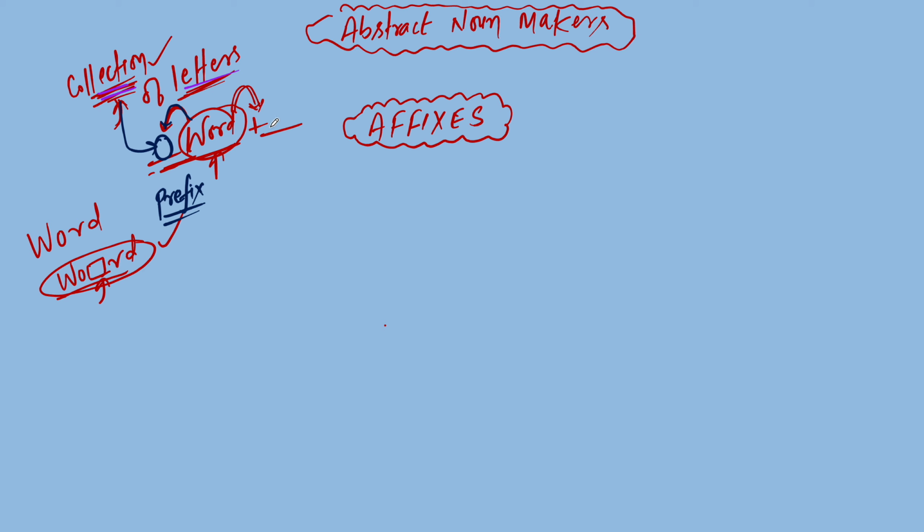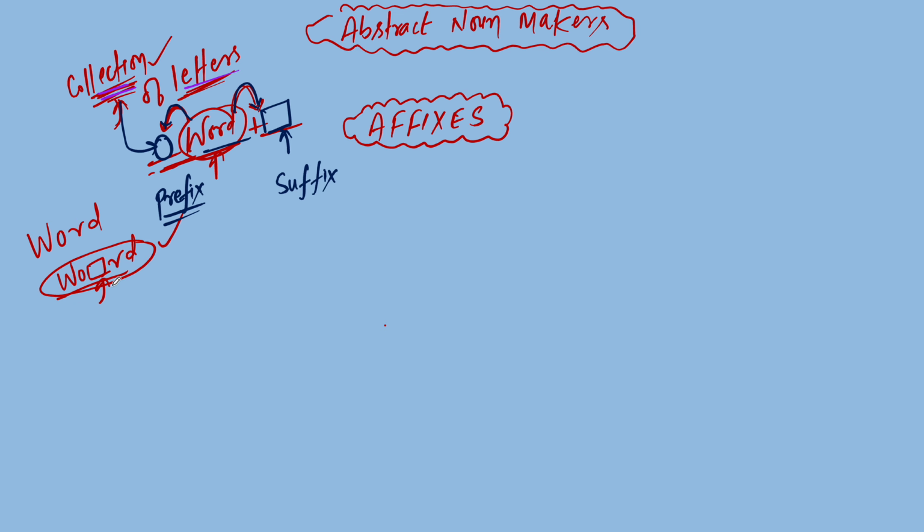Clear. Okay. Now I'm going to give a name to that affix which we append just after the word. The collection of letters or combination of letters you are putting just after the word, in that case, this will be known as suffix. Suffix. Is it clear?